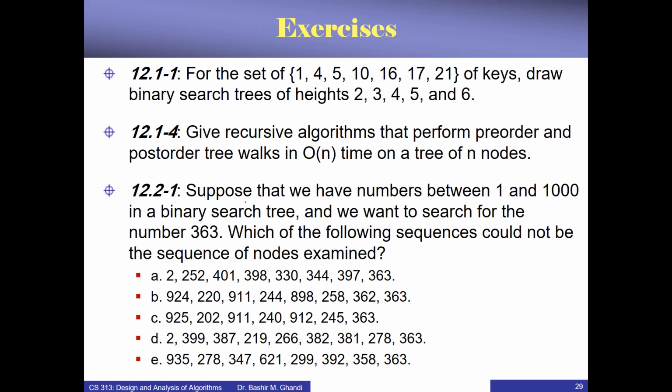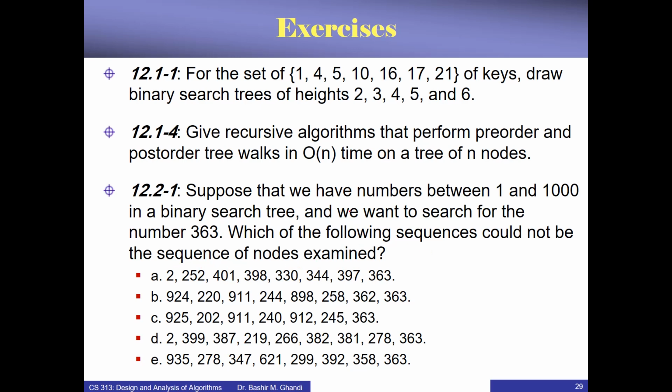And this one is saying, suppose that we have numbers from 1 to 1000 in a binary search tree, and we want to search for the key 363. Which of the following sequences could not be the sequences of nodes examined? Which of these couldn't have been examined? This is actually a very easy example. All we are trying to make sure is you know the nature of binary search tree.